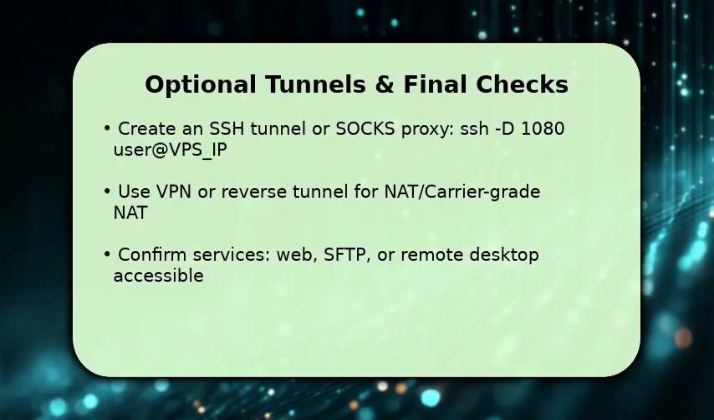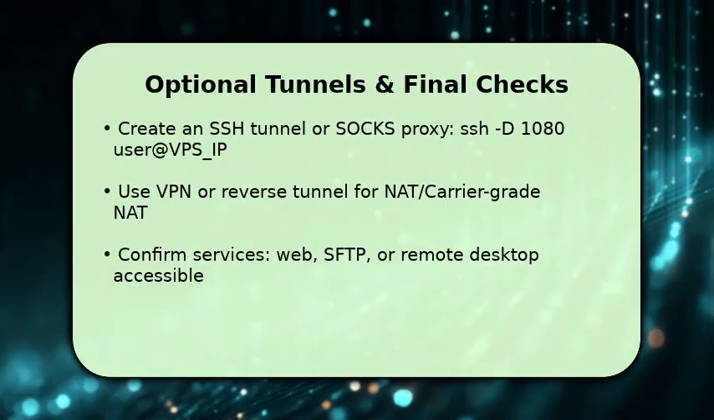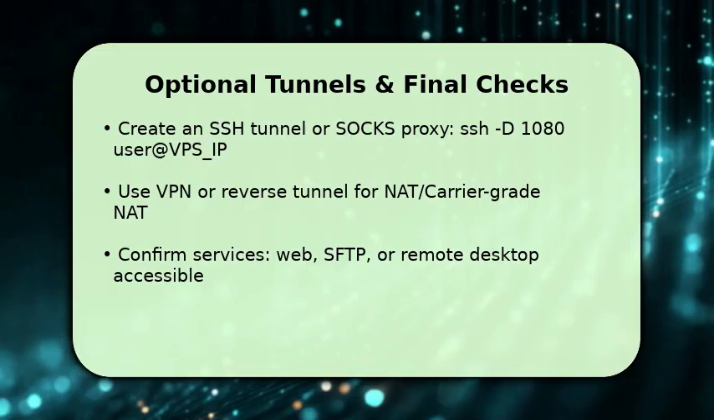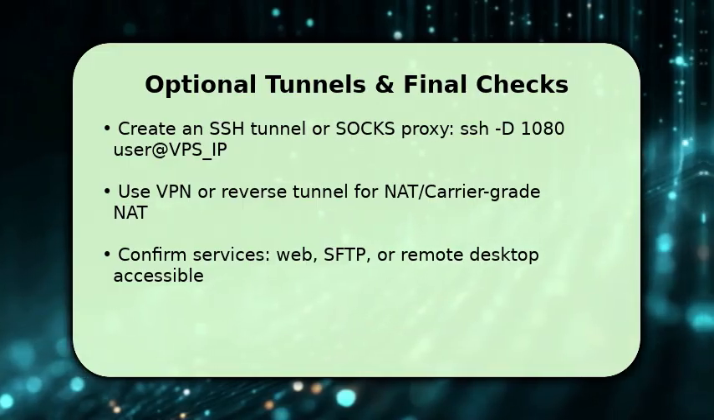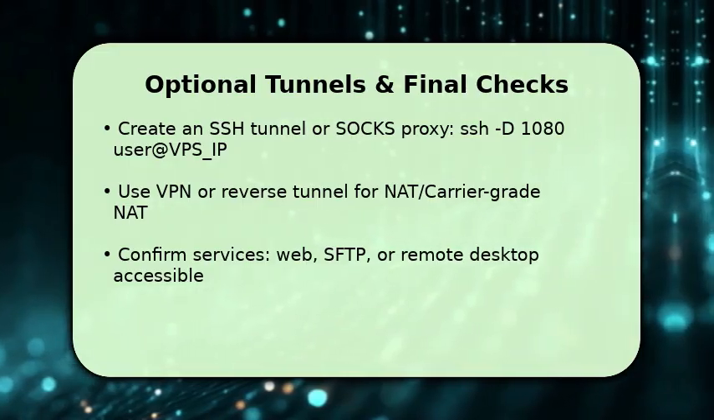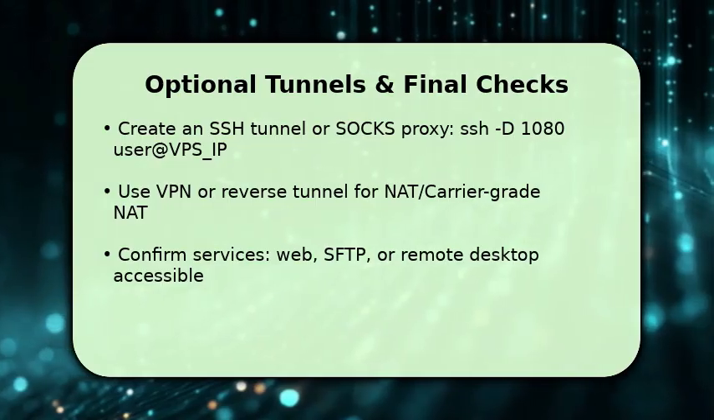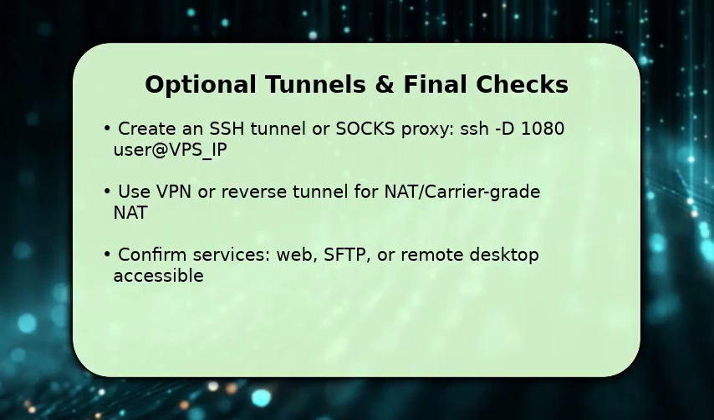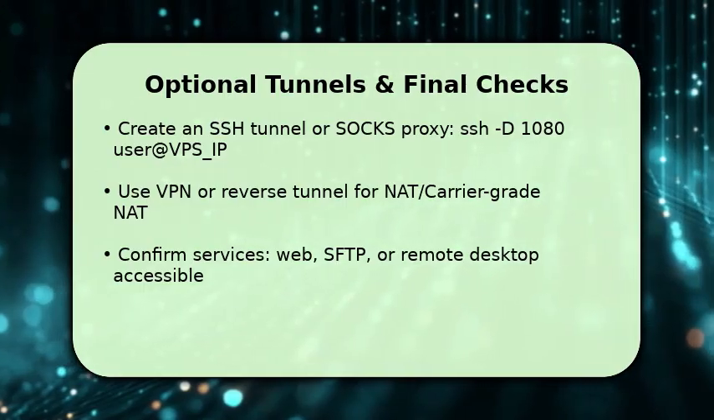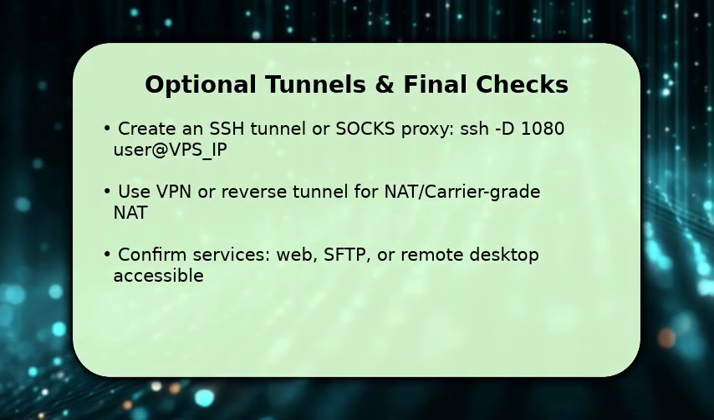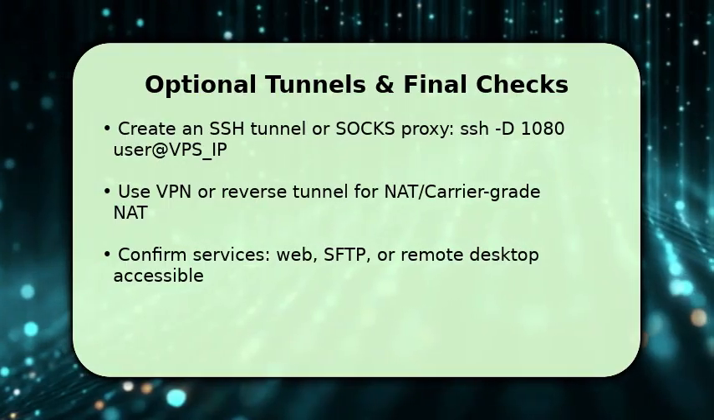You finish by setting up any tunnels or proxies you need. For browser traffic, use ssh -D 1080 to create a SOCKS proxy, or run ssh -R to expose a phone service through the VPS if behind NAT. Once tunnels run, test the specific service: SFTP client, browser via proxy, or RDP, so you confirm functionality.